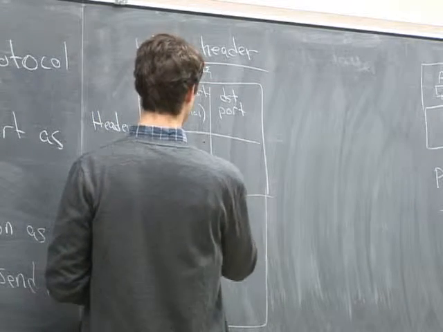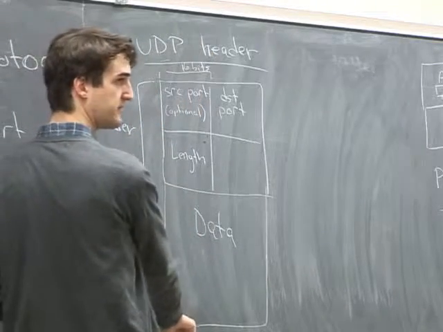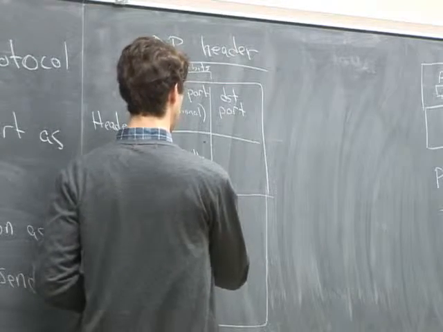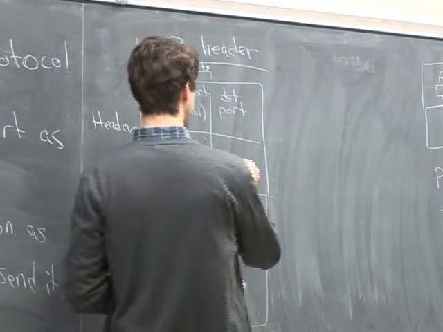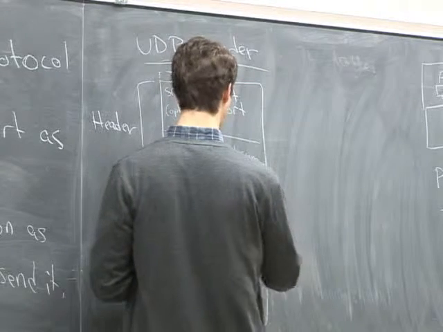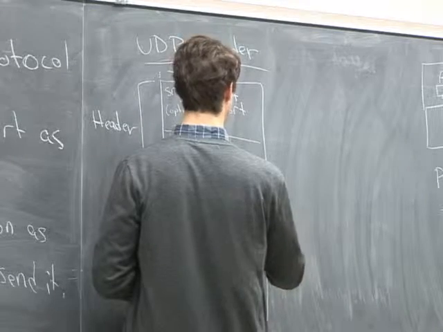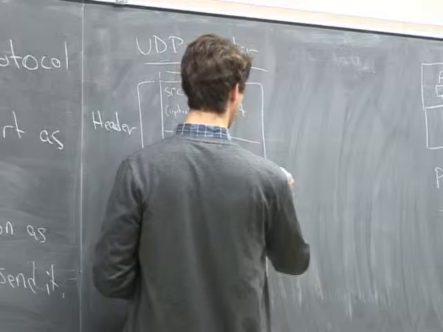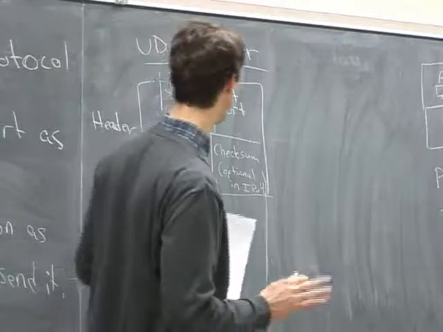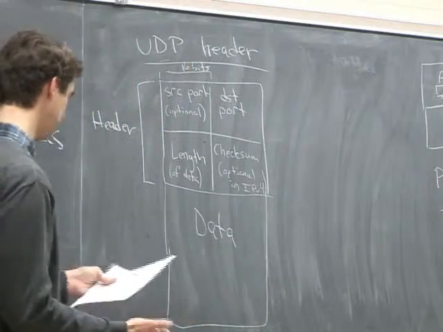Then the next field is the length. And this indicates how much data is in the segment's payload. Okay, so this is the length of the data. And then the next field is this thing called a checksum. And for IPv4, this is optional. Now, if you don't know the difference between IPv4 and IPv6, that's fine. You will get into these details later on. Just for now, know that this checksum is optional, at least in IPv4.